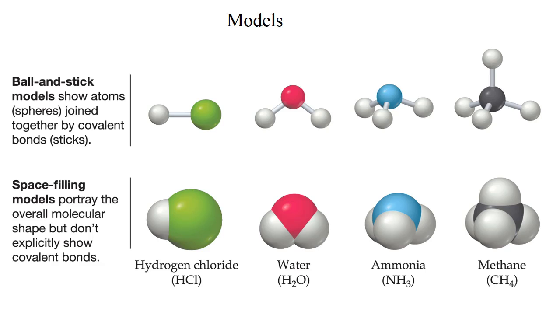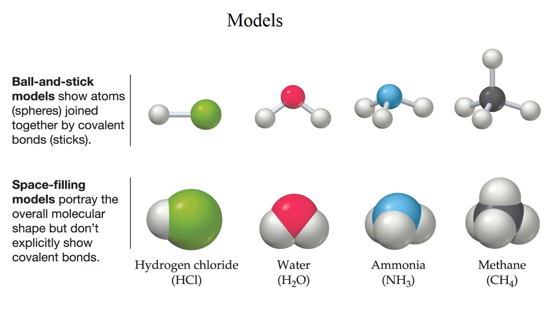I wanted to talk a little bit about models. We use a lot of models in class to look at the shape of molecules. We use some three-dimensional models, and then these are just pictures of models. One type of model is called a ball and stick model. So you can see hydrogen chloride on the left-hand side. In the ball and stick model on the top, each ball or sphere is an atom, and the stick represents the covalent bond. So that's a common representation of a molecule.